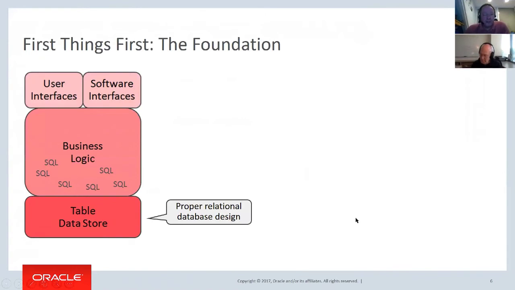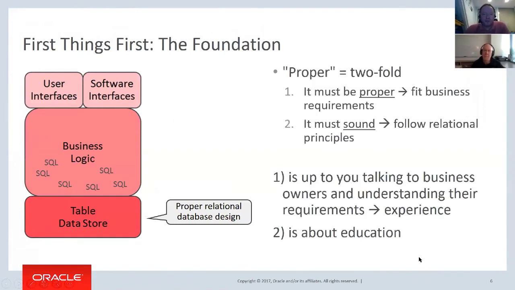Before I can talk about dissecting this business logic into smaller areas, I want to make a few points about the table design, the database design itself, because from that already originates a code class. I talk about the table data store here in the sense that it should hold a proper relational database design. And by proper, I mean 2 things. Of course, it must fit the business requirements, but it must also be sound. And by sound, I mean it must follow relational database principles.